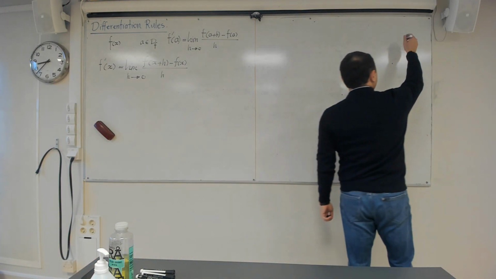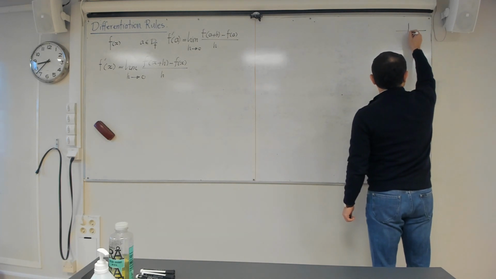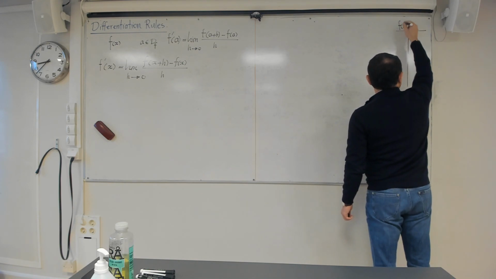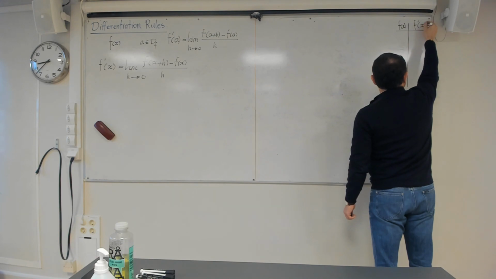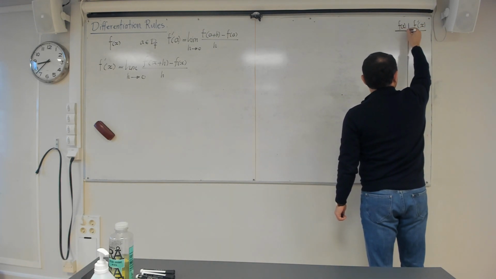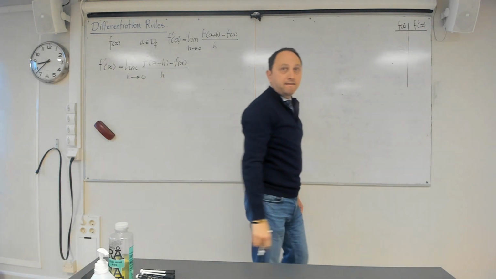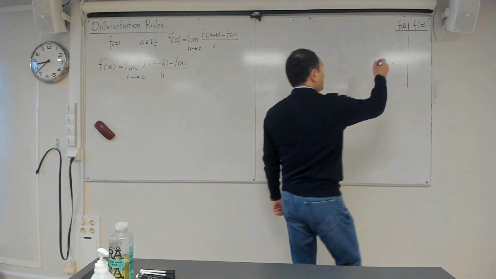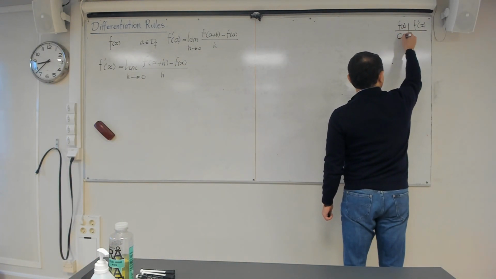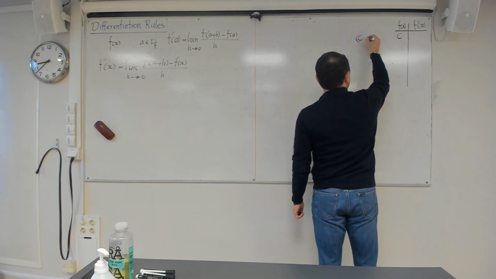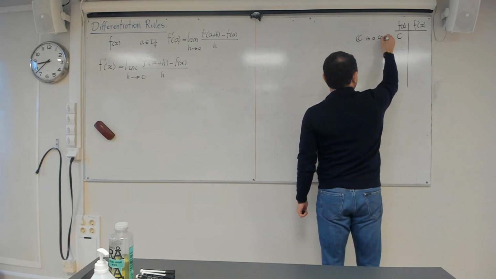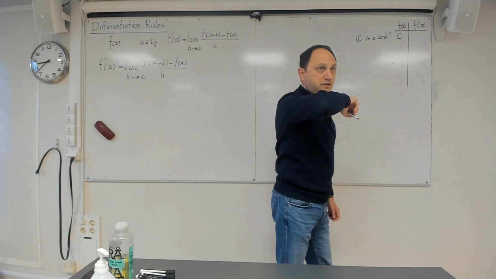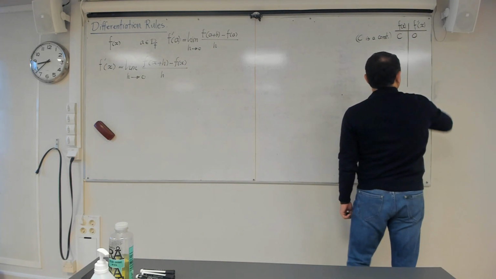I put a table here and try to complete it. Here I will have f of x, any function, and then its derivative. Do you remember what was the first one in our list? Yes, a constant function. If I have f of x equals c, where c is a constant, then its derivative, what was it? Yes, it was 0.